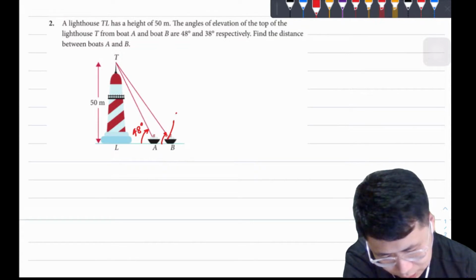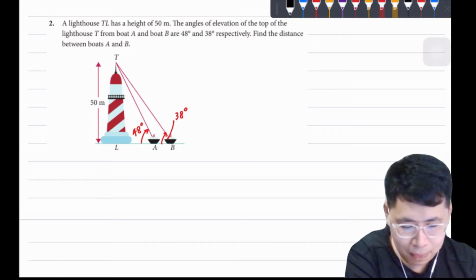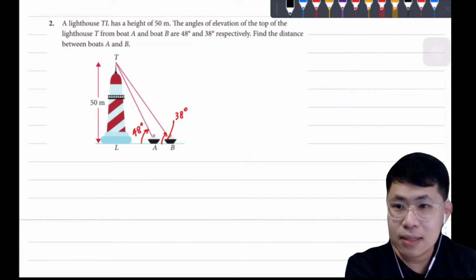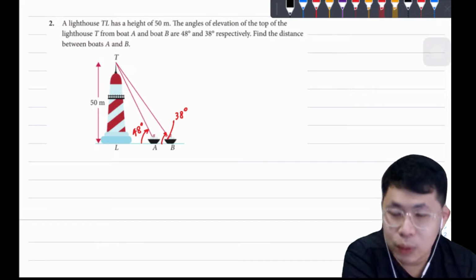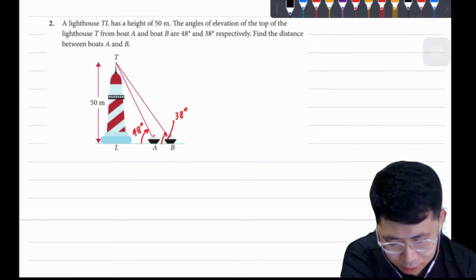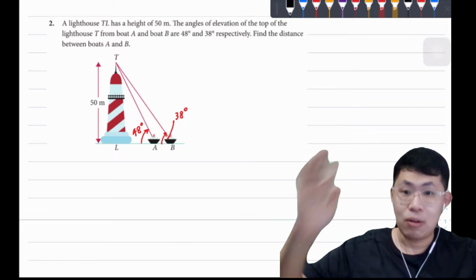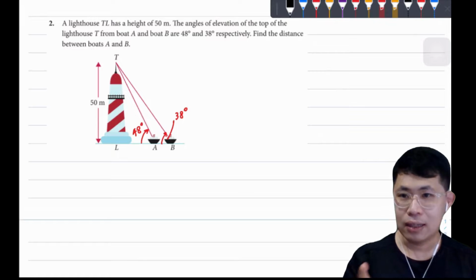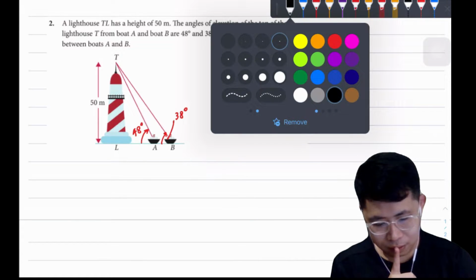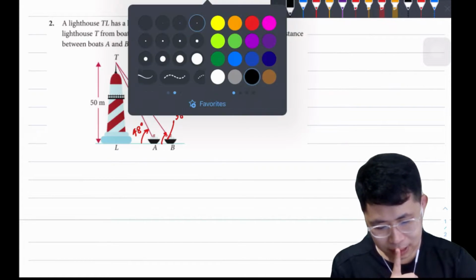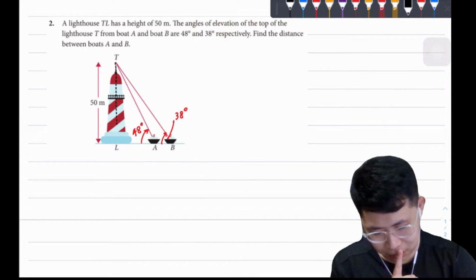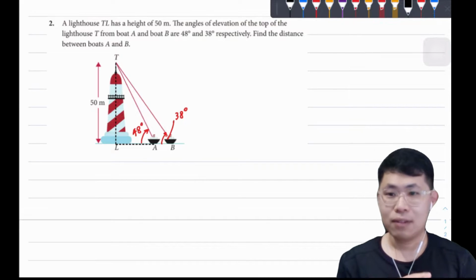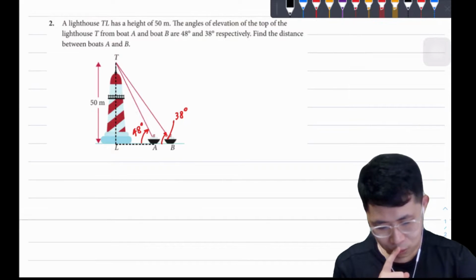Let me just draw this 38 degrees from B. We are going to look for the distance between boats A and B, so we're looking for AB. Take note, because we're looking at lighthouses and towers and so on, the triangles that we're going to look at are right angled triangles. So let me draw this one out over here. We have to be very aware of this: right angled triangles.